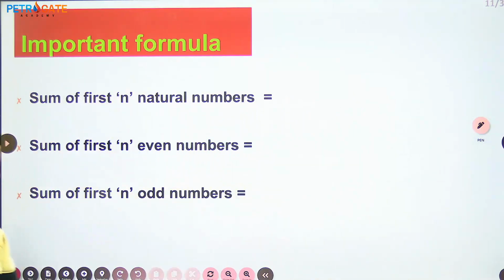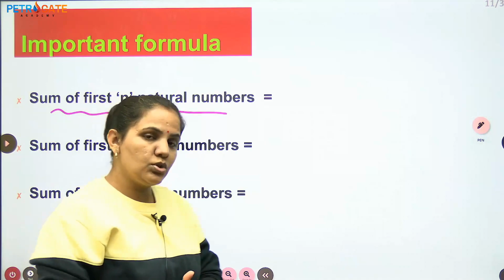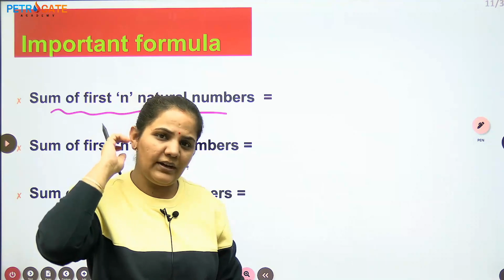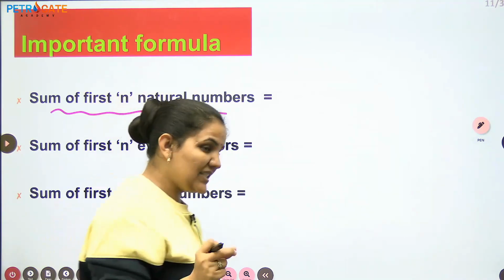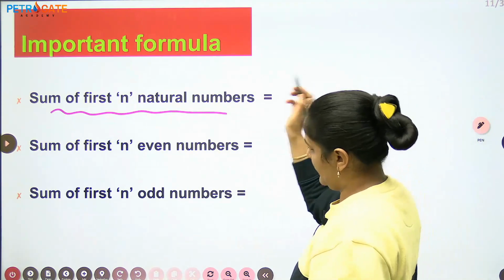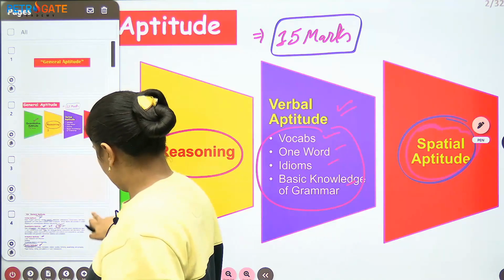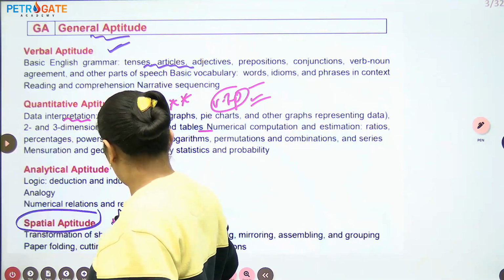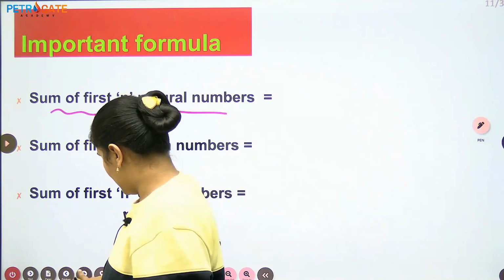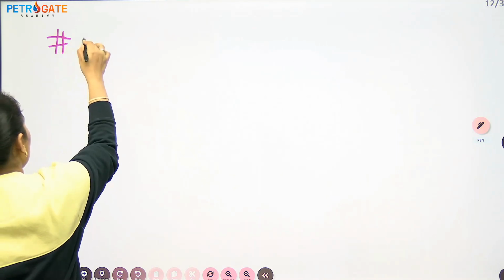So let's start with the very first formula, the sum of the first n natural numbers. This is a very basic formula which we used to learn since childhood, since class 7th or 8th. Let me write down here so it will be more clear to you guys. I will tell you each and every formula separately, and some formulas I will elaborate also for you.